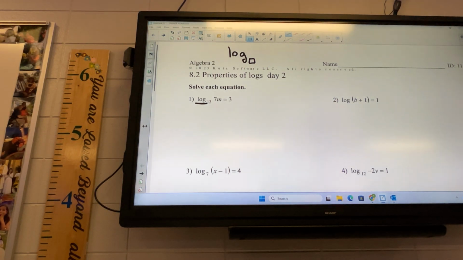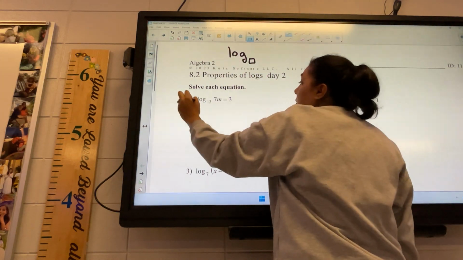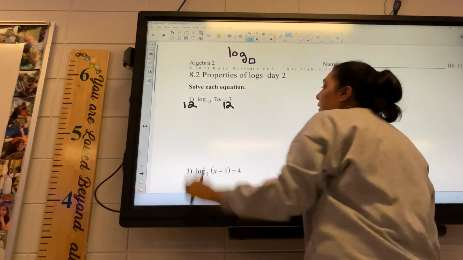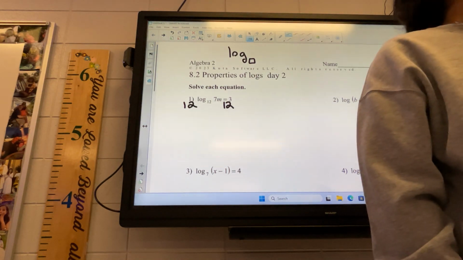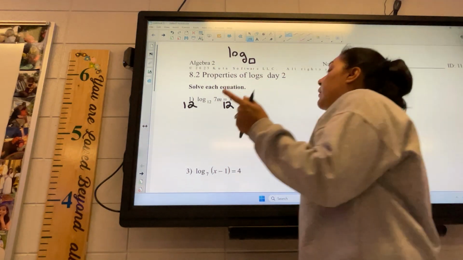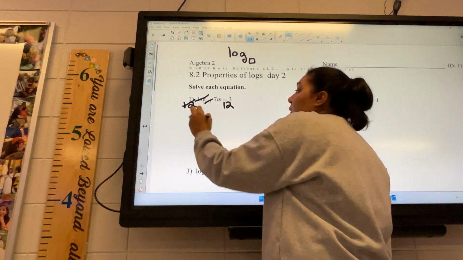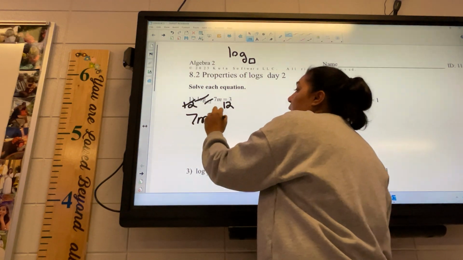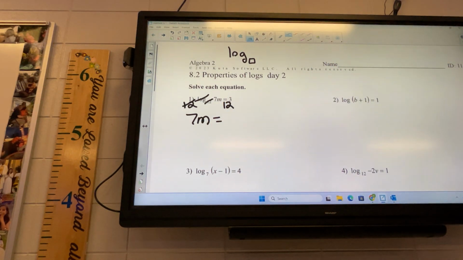Look at number 1. What is the base? 12. 12, so we're going to raise both sides to the 12th power. And what does that do on the left side? Cancels it out. It cancels what out? The 12 and the log. Both the 12 on the left and the log, okay? And so we're left with 7m. What do we do with the other side? You raise it to the 3rd power. 12 to the 3rd.